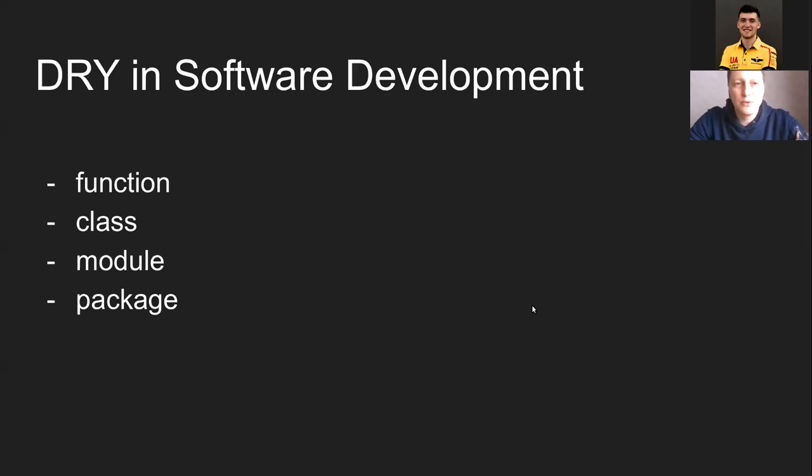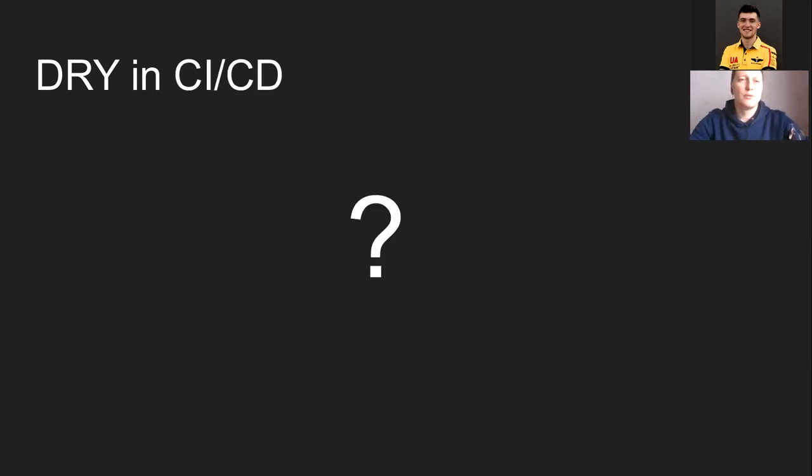And what do we have in software development for that? We have functions, classes, modules, and packages that allow us to organize our code well and make it easy to understand and maintain. But what about the DRY principle in CI/CD? CI/CD is continuous integration or continuous delivery, and each developer from time to time wants to automate their stuff. It's a best practice, and nowadays a cool and common feature on each project.